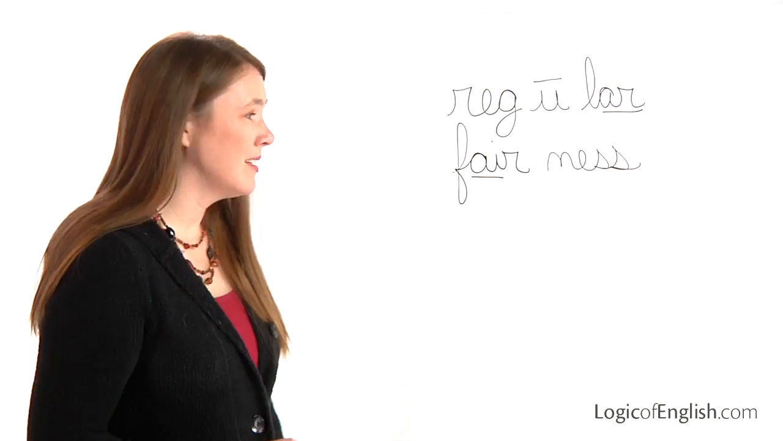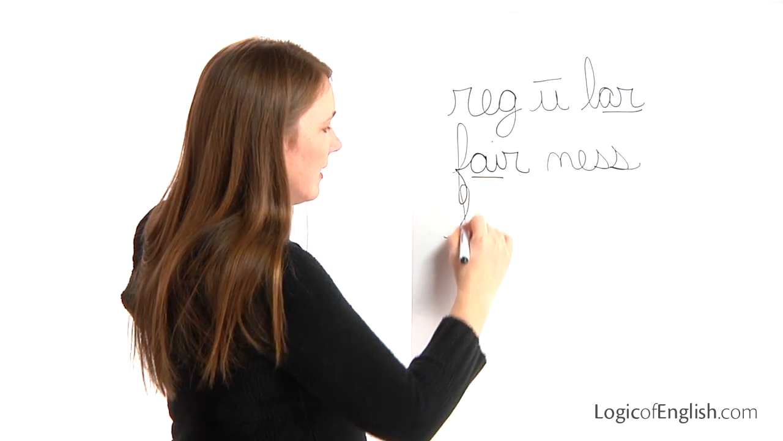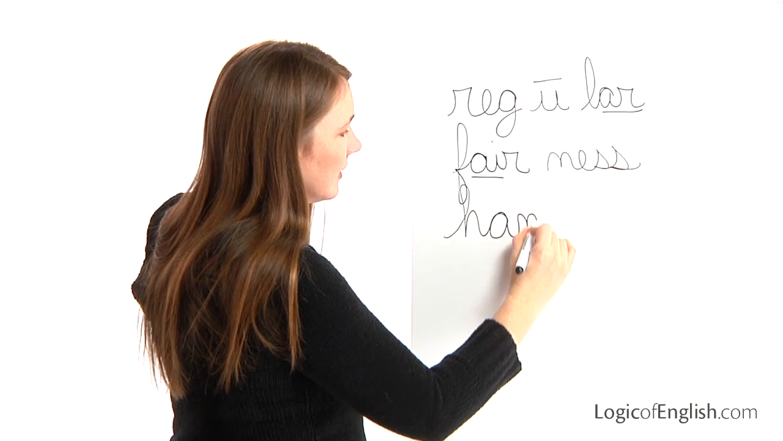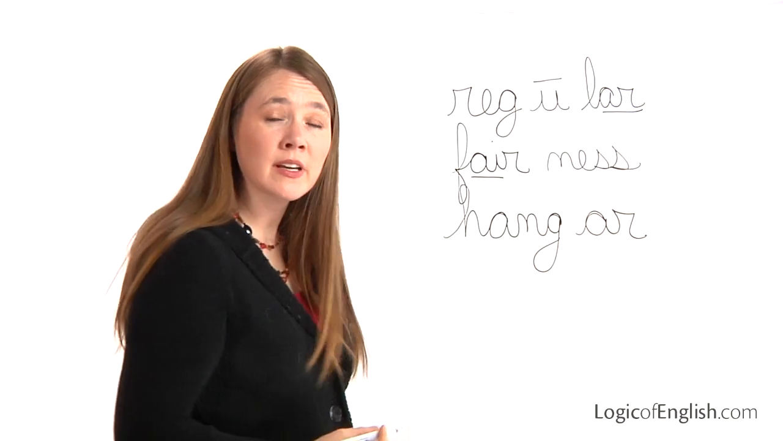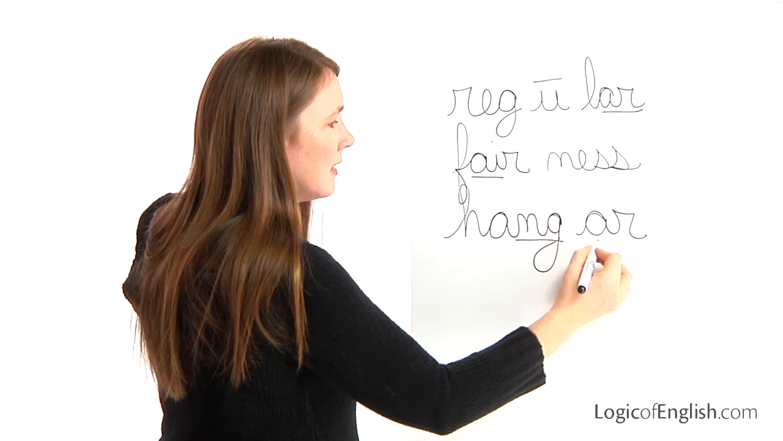And now help me to write it. The first syllable is hang. h, a, ng. The second syllable is ar. And how will we mark it? We'll underline the ng and the ar.